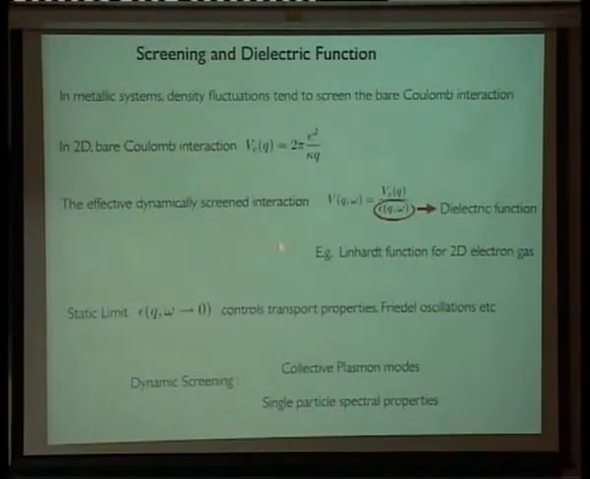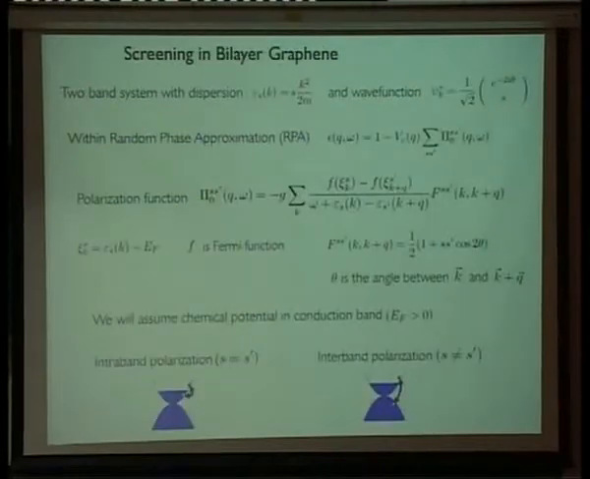And our claim is that actually for bilayer graphene, we have an analytic expression for this, which is equivalent to saying we have a Lindhard-type expression for the bilayer graphene epsilon. Now in the static limit, this controls transport properties and so on, but for dynamic screening, this actually governs the collective plasmon modes, and this is crucial in getting single particle properties, spectral properties, which is what we are after.